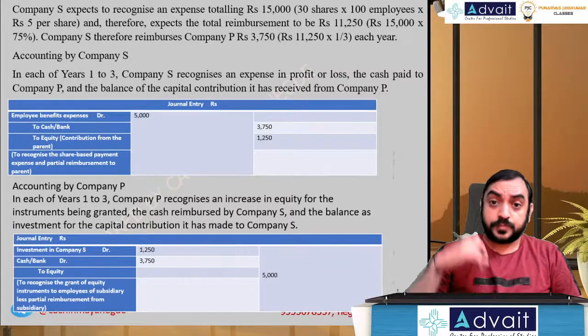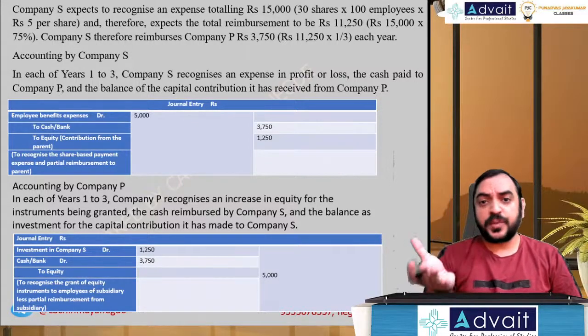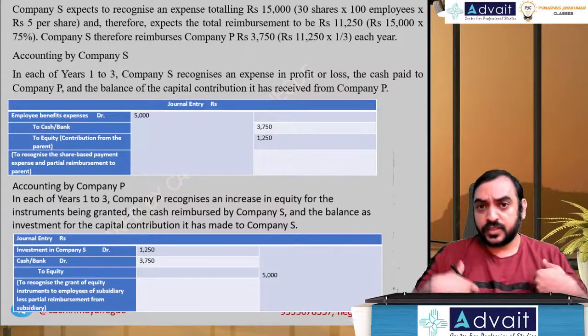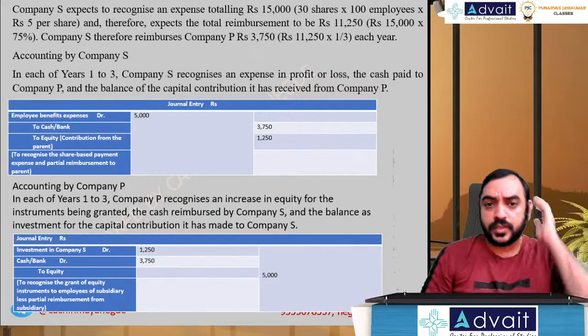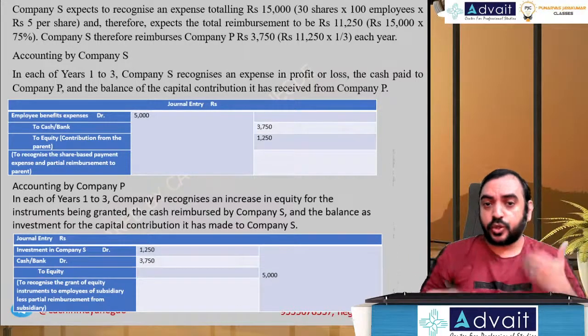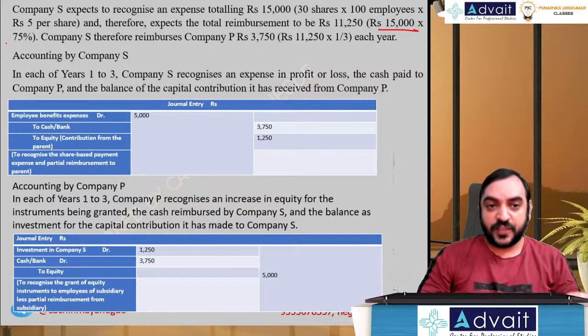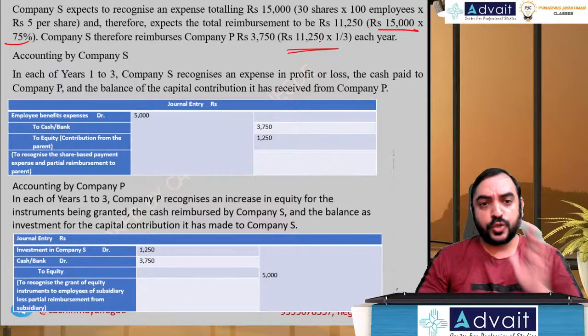And it expects a reimbursement of 75%. So 75% we are going to pay back to the holding company. The subsidiary company will pay them back, so to that extent we will pay the amount. So the total reimbursement comes to 15,000 into 75%, which is 11,250, spread across 3 years, into 1 by 3.